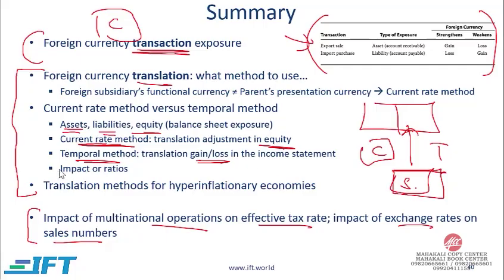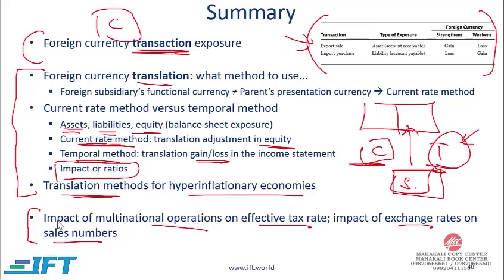You need to understand the impact on ratios of using one method versus the other. And remember that the impact on ratios obviously depends on the method, and it also depends on the balance sheet exposure and the direction in which the currency moves. You need to understand the translation methods for hyperinflationary economies. Under US GAAP, we simply use the temporal method. Under IFRS, we need to restate for inflation and then use the current rate method.